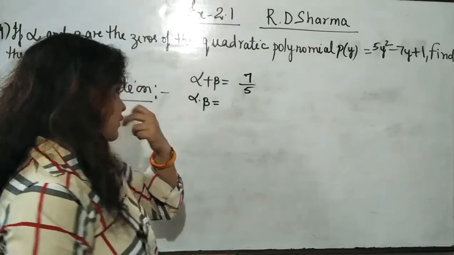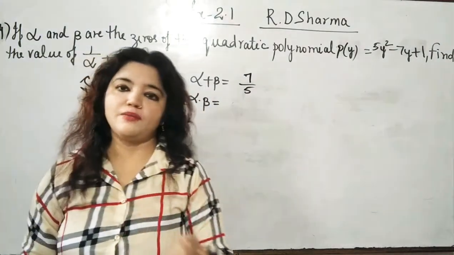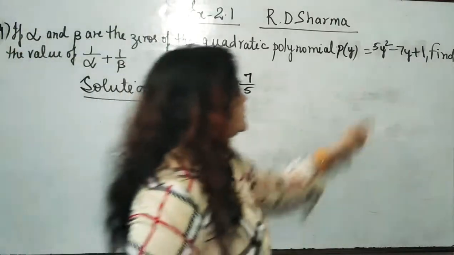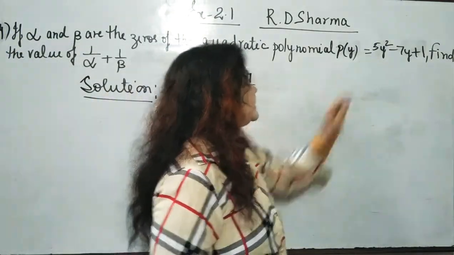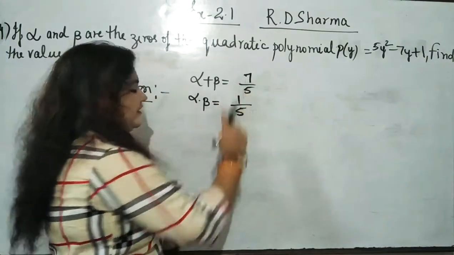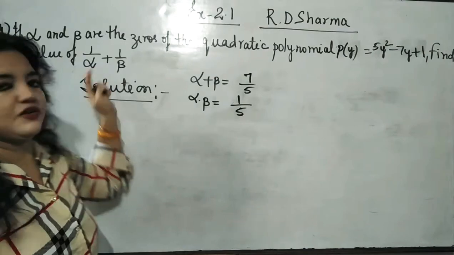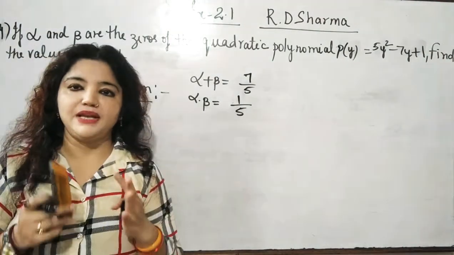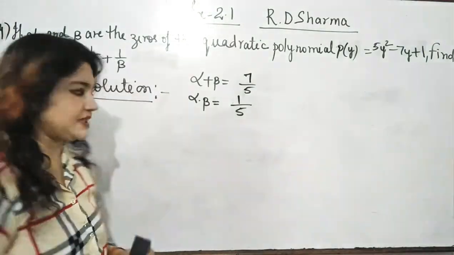Now we have to calculate alpha into beta. For alpha into beta, we have the formula constant term upon coefficient of y squared. What is the constant term? That is 1, upon the coefficient of y squared, that is 5. So 1 upon 5. We have calculated these, and we have been asked to find the value of 1 upon alpha plus 1 upon beta.